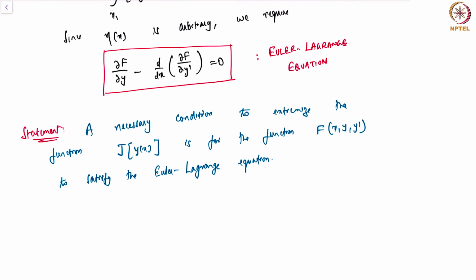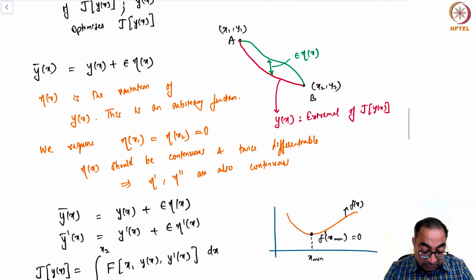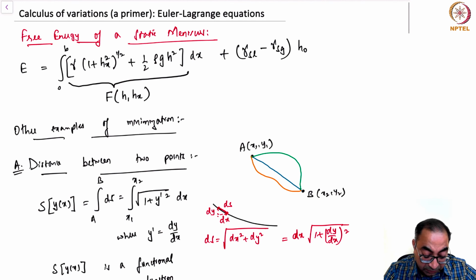We don't have time in this lecture to apply this to the static meniscus problem, which we'll take up in the next lecture. But I would like all of you to try and apply this Euler-Lagrange equation on the energy functional that we had derived. Remember, the energy functional that we had before was f of h comma hx. I've written it as h and hx.